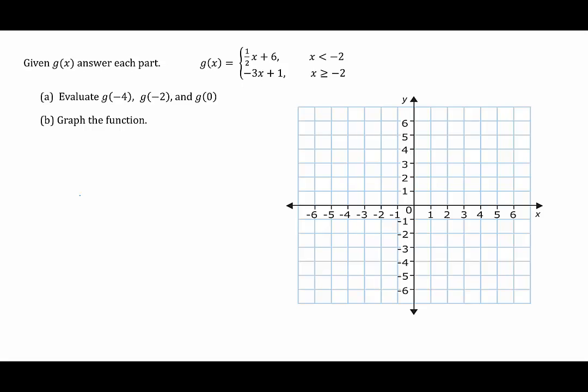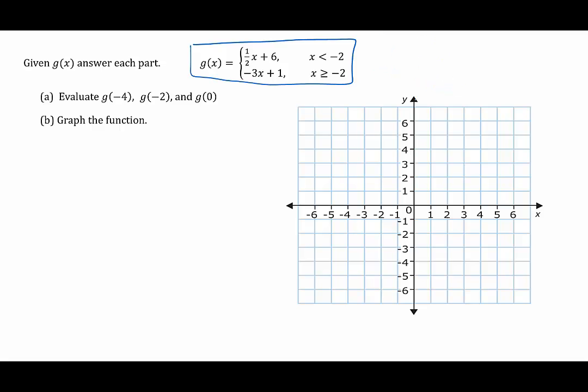We're given g of x and we want to answer each part. So here's my function here. This is a piecewise function and it has two separate pieces. Each piece is a straight line, but if I was to draw two straight lines in my coordinate plane, you'll notice that this would fail the vertical line test here and here and here. Actually, it's going to fail it everywhere. So that's not a function itself. That's why there's restrictions on the domain.